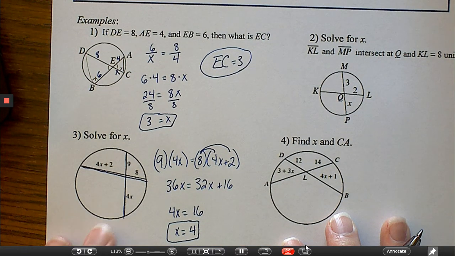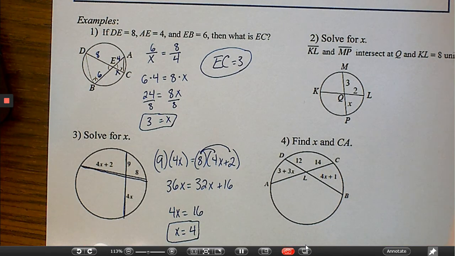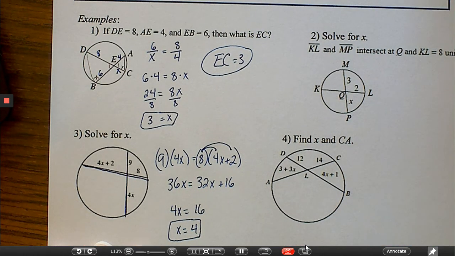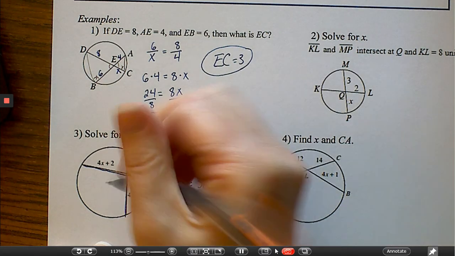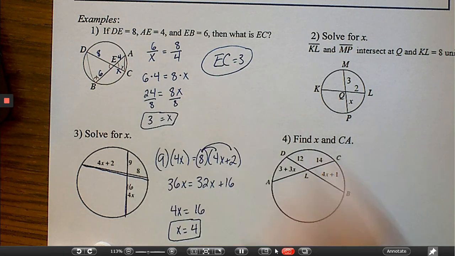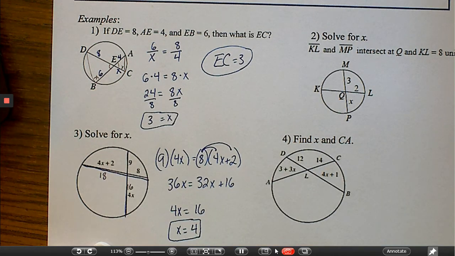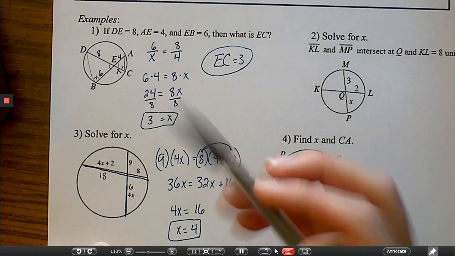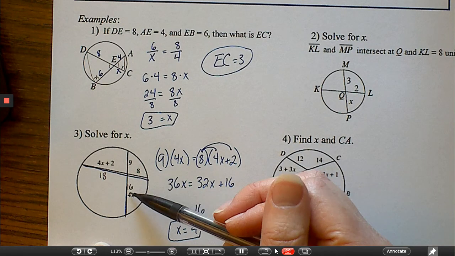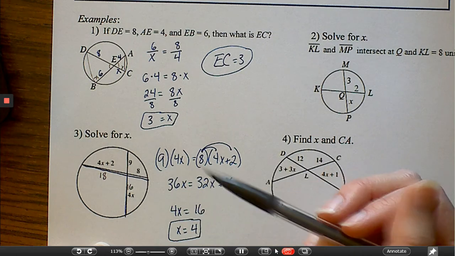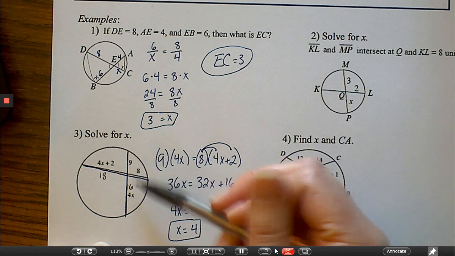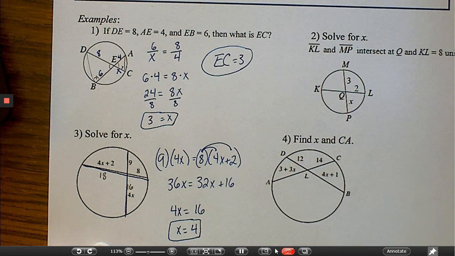Now, it didn't ask us to find any of the specific lengths. If it had, though, you would have just plugged it back in. So, for instance, 4 times 4, this little part right here is 16. 4 times 4 is 16 plus 2 is 18. Okay, which again, you can see has the same ratio. 8 times 2 is 16, 9 times 2 is 18. Or the ratio of 8 to 9 is the same as the ratio of 16 to 18.